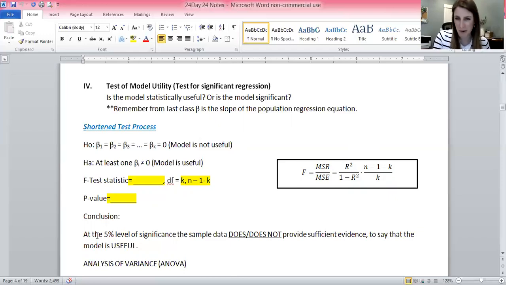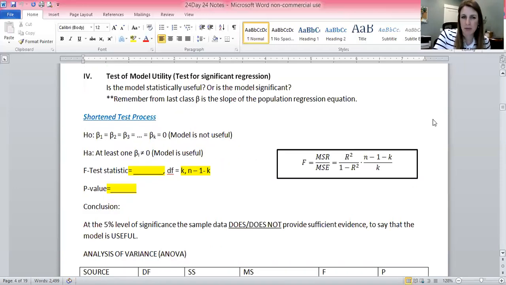My conclusion, same thing as we always do, right? We're not going to change that. So at the 5% level of significance, the sample data does or does not, so I'm going to pick one, depending on if I'm rejecting my null or not. You don't have to show that part. I'm hoping we understand that if I say yes, then it does; if I say no, if it's less than alpha, then no. Provide sufficient evidence to say that the model is useful. That's it. So it's either the model's useful or it's not useful. Or you can say it's significant or not, like statistically useful, significant, that kind of thing. You don't have to use my exact words. So that's my test for model utility.